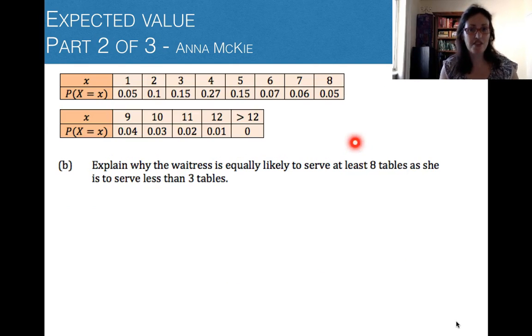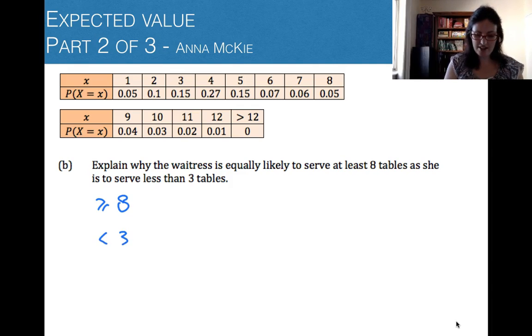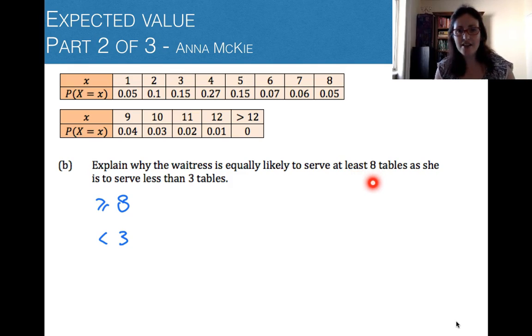Next, so I've just rewritten the table here. Explain why the waitress is equally likely to serve at least 8 tables as she is to serve less than 3. So writing out, the first one is we want at least 8, and the second one is less than 3. If you're somebody that gets stuck on knowing when to include the 8 or the 3, here's a tip that I do. I ask myself, at least 8, so does that include 8? So I say to myself, is 8 at least 8? Yes, in this case it is, so that's why you have the equal to.